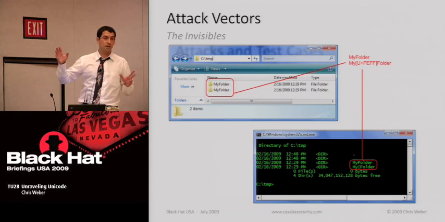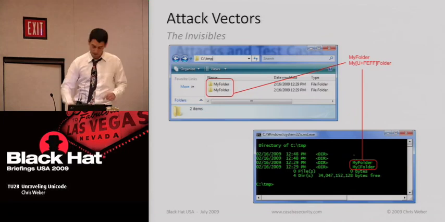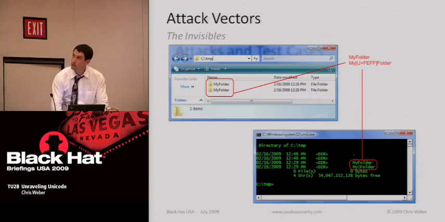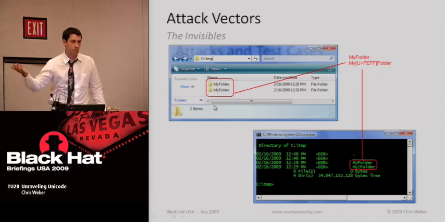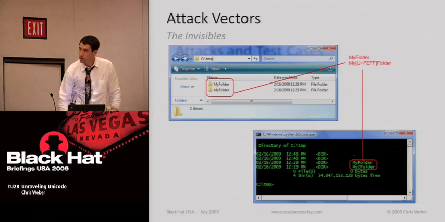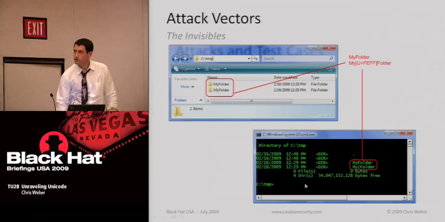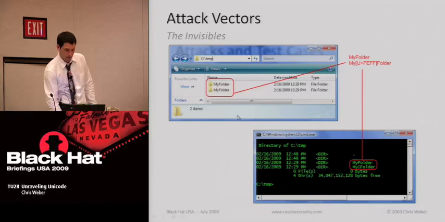So there are some invisible characters in Unicode. If you look here, I'm not sure how well you can see that. Can everybody see that? Those two folders have identical names, my folder. And if you look below, down here in the command shell, you'll see a little box because it's not representing that Unicode character properly. That's actually an invisible character.